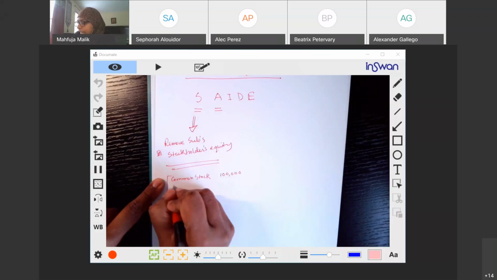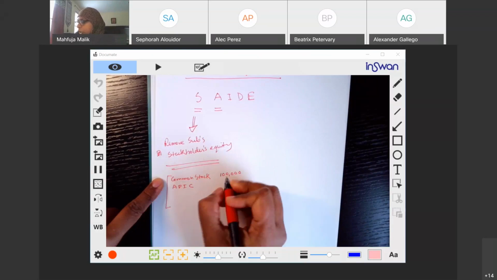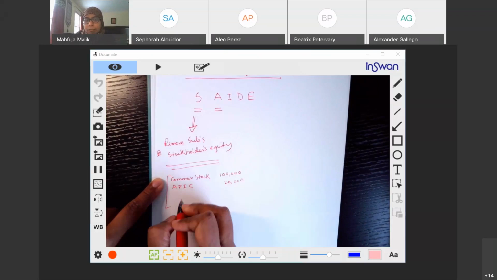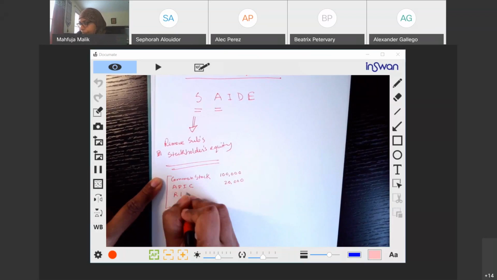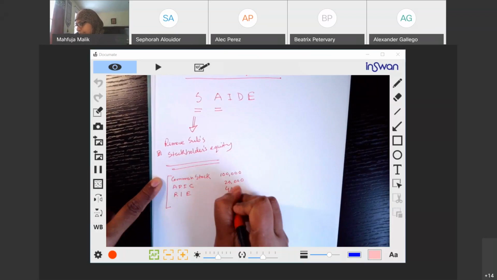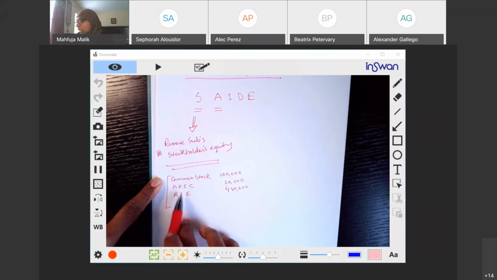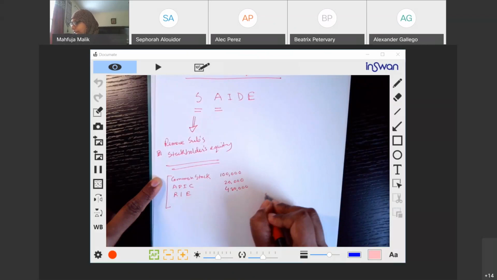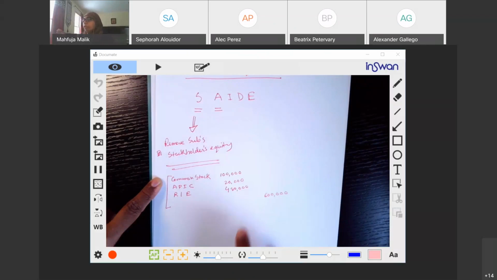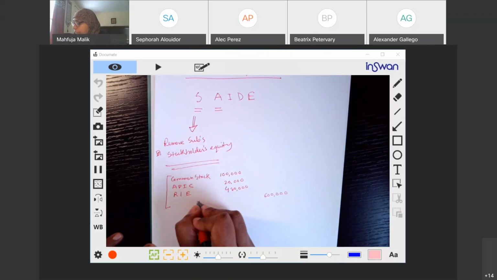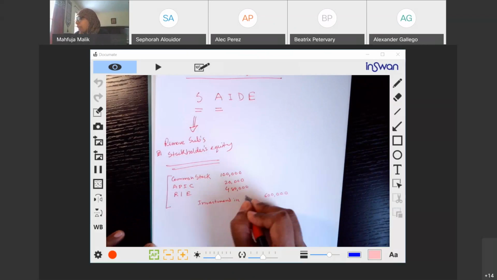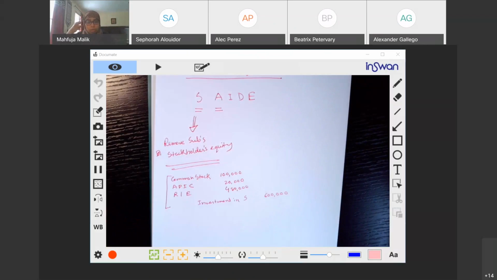Then I will debit additional paid in capital 20,000. Then I will debit their retained earnings, which is 480,000. And now if you take the total, you will find that this total is 600,000, and this portion I will reduce from my investment. So you have to credit investment in sub. So this is how the journal entry will look.